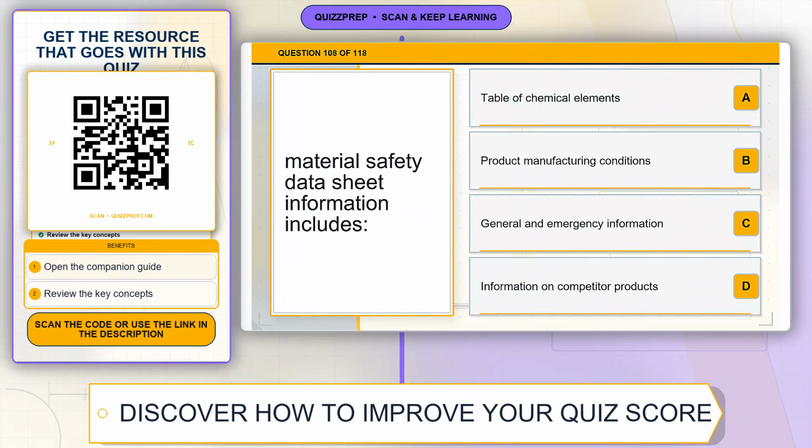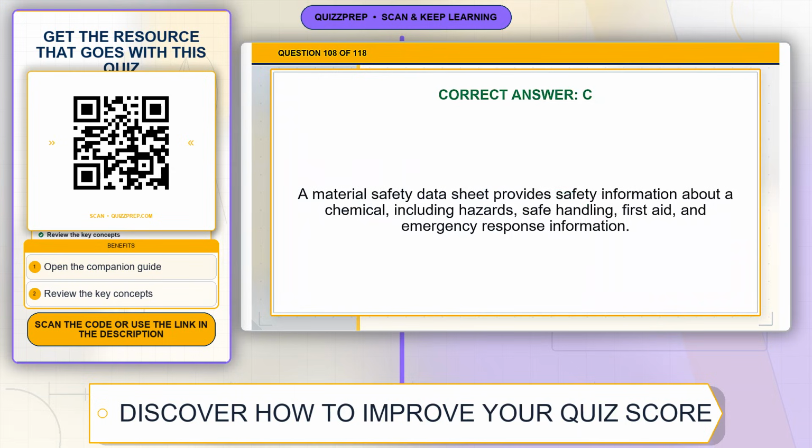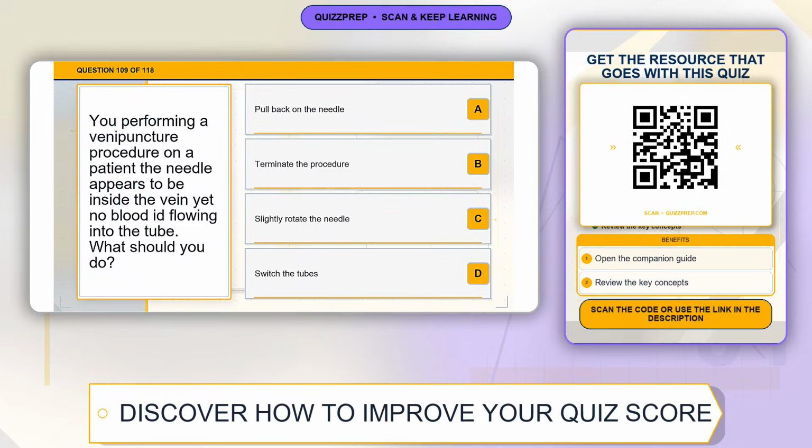Question 108. Material safety data sheet information includes: Option A. Table of chemical elements. Option B. Product manufacturing conditions. Option C. General and emergency information. Option D. Information on competitor products. The correct answer is option C. General and emergency information. Explanation. A material safety data sheet provides safety information about a chemical, including hazards, safe handling, first aid, and emergency response information.